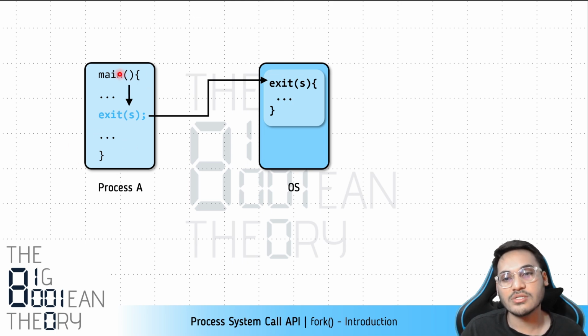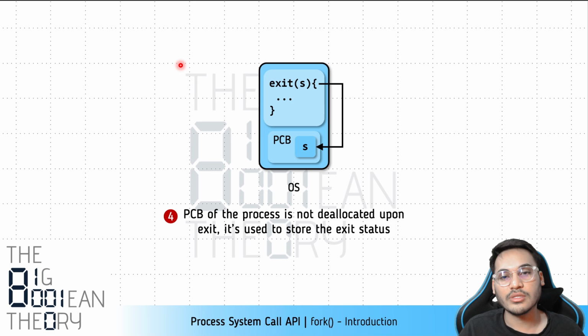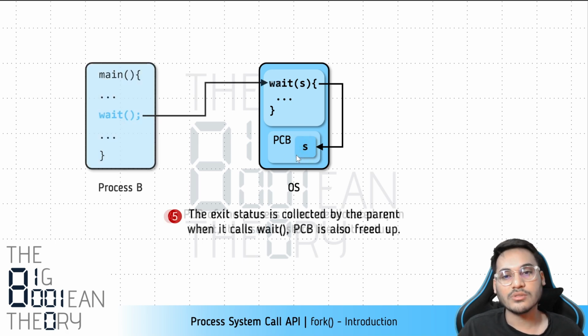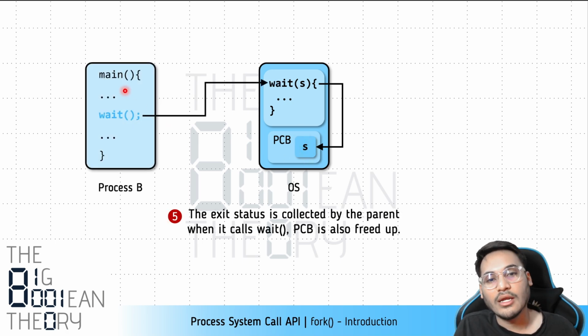As you can see, this is process A, and when it invokes this exit system call, it passes the exit code. And once this is done, this whole process will be terminated. All of its resources are deallocated except for the process control block. The process control block is not deallocated because it stores the exit status, right? So this exit status is stored so that when the parent calls wait, it can collect that exit status from the process control block. And once that is also collected, this PCB is freed up, right?